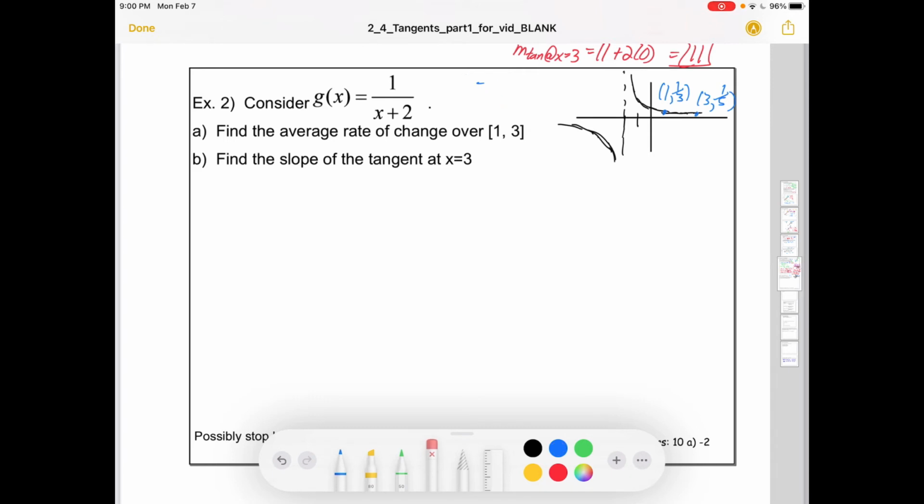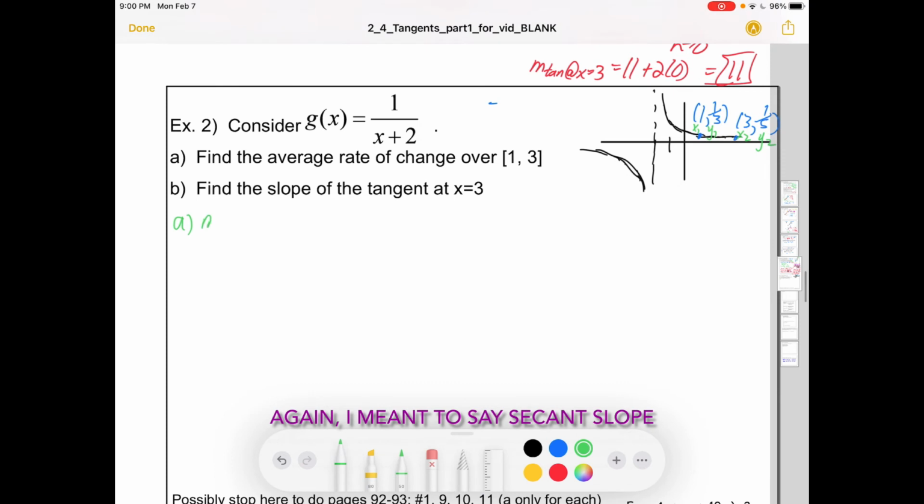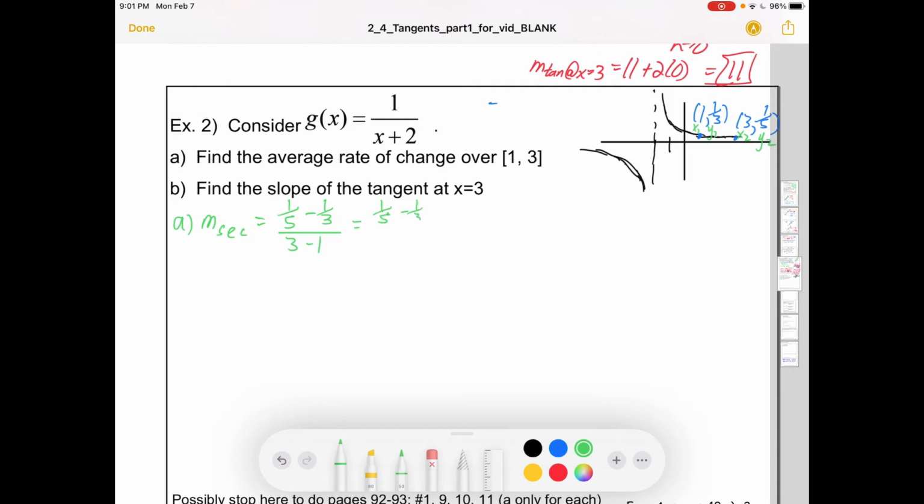Okay, and that gives me my x1, y1, x2, y2. I can find that secant slope just by going y2 minus y1 all over x2 minus x1, or 1/5 minus 1/3 all over 2. Now here I'd like to use my nifty little nested fraction trick, which is to find the lowest common denominator of all those little fractions and see what happens.